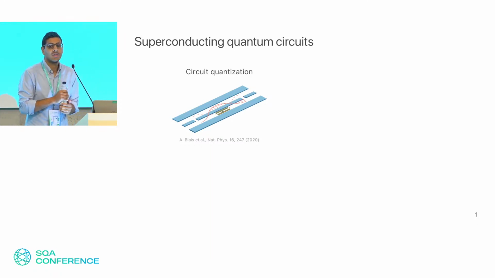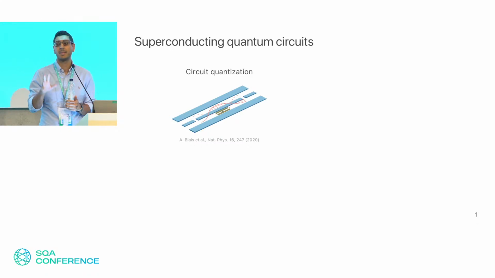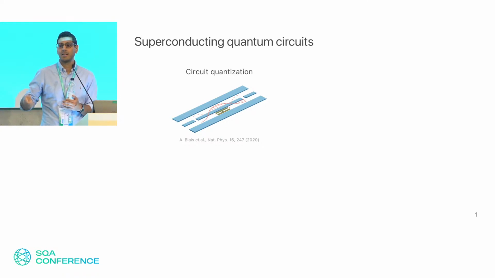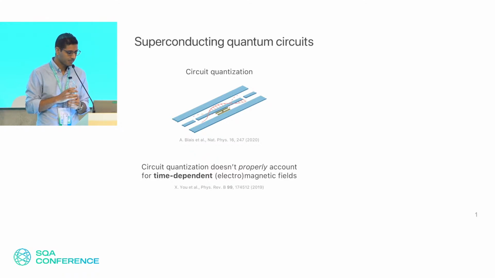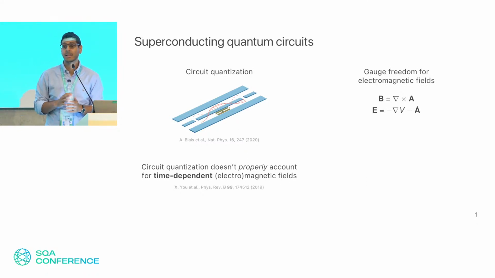But one limitation that I want to focus on in this talk is that standard circuit quantization generally assumes a time-independent magnetic flux. But of course, time dependence arises naturally when you would like to intentionally modulate the magnetic flux or when you consider flux noise. So the problem is that the standard form of circuit quantization does not properly account for time-dependent electromagnetic fields. The origin of this issue can be traced back to basic physics, to gauge freedom in electromagnetic fields.